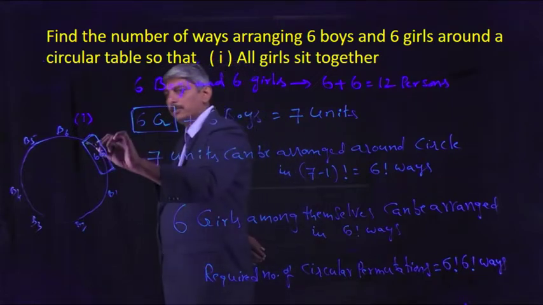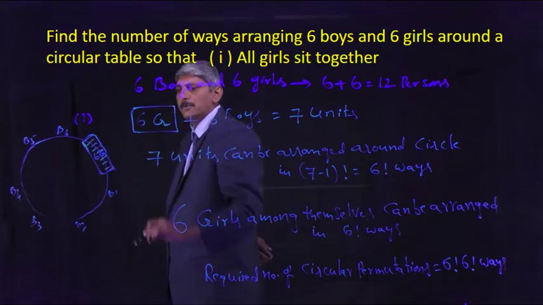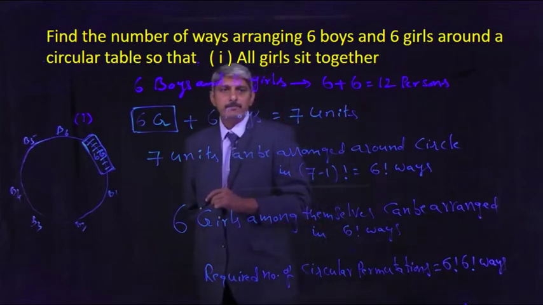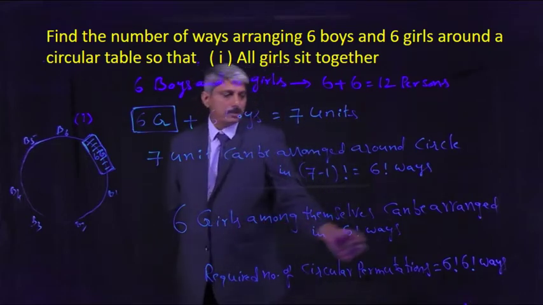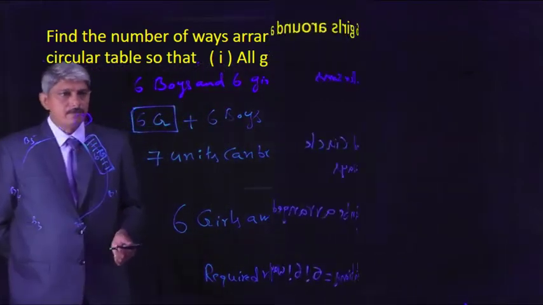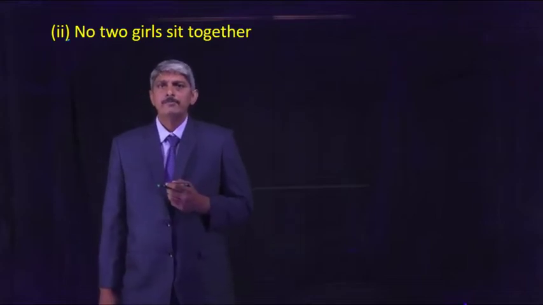Therefore, now these 6 girls among themselves can be arranged in 6 factorial ways. Therefore, the required number of circular permutations is 6 factorial into 6 factorial ways. Okay. Now we will discuss one more example.